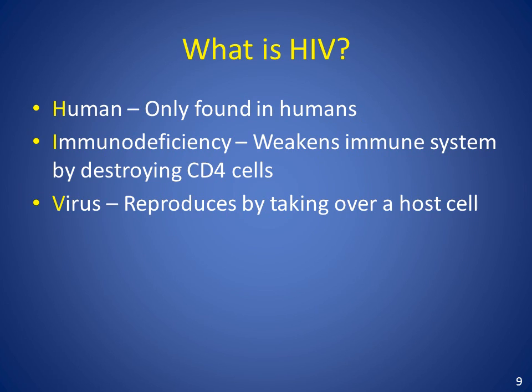And then finally, virus. A virus is a type of infective organism that reproduces by taking over a specific host cell. And again, in this case, it's the CD4 cell. The virus will get into the CD4 cell, make more copies of itself, and then in the process kill the CD4 cell, weakening the person's immune system, then making them more susceptible to other types of infections.